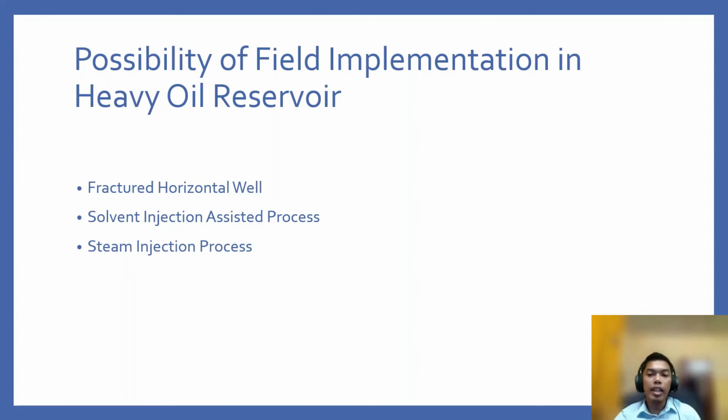So these are the three case studies that are made to help engineers further look into heavy oil horizontal wells. The first one is the fractured horizontal well, then we have the solvent injection assisted process, and lastly we have the steam injection process.